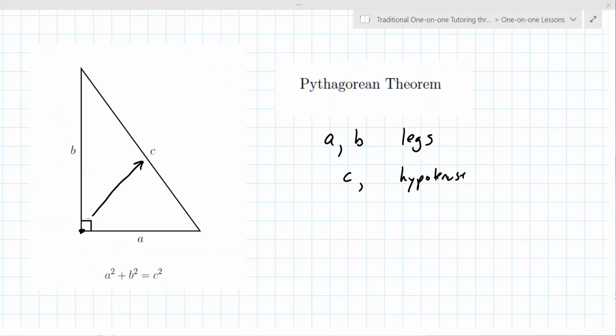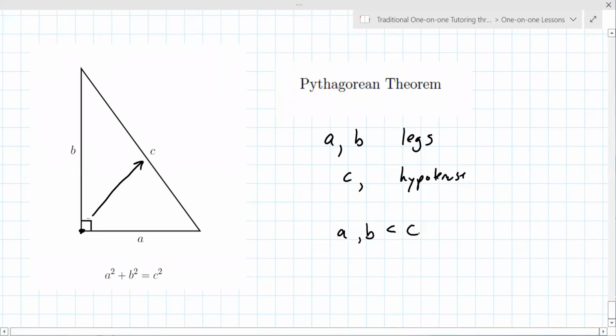Any questions on that, or anything you want us to review on that part? Just to make sure I don't forget this. You have to remember that A and B are the legs, even if they are, well, we're going to get into some confusing examples, but you want to remember this as A and B are the shorter sides, which are the legs, and C is the longest side, which is the hypotenuse. So that means A and B are always less than C.